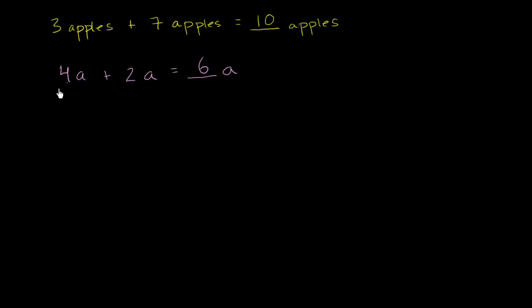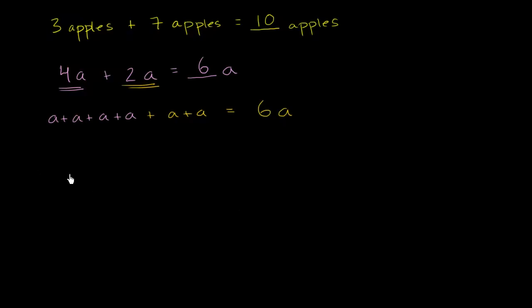You can literally think of 4 A's as A plus A plus A plus A. And if to that I add another 2 A's, so plus A plus A, that's 2 A's right over there. How many A's do I now have? Well, that's 1, 2, 3, 4, 5, 6. I now have 6 A's.